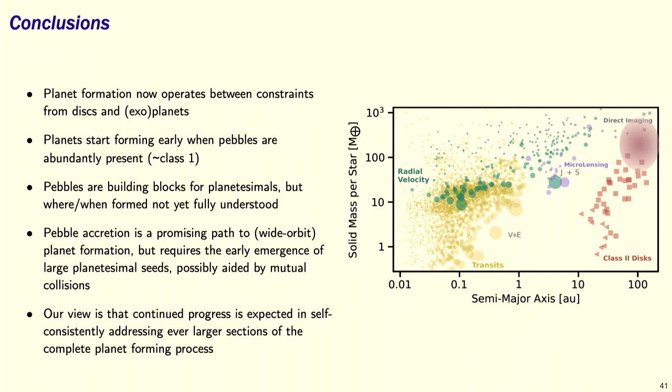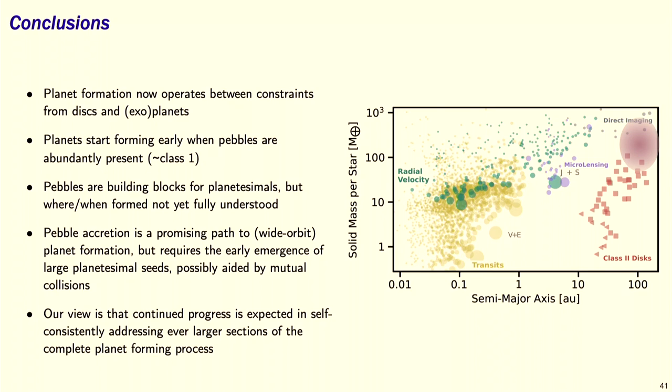Okay, so now we're getting to the conclusions. So right now, planet formation operates between important observational constraints that come from two directions. One is from the observed protoplanetary disks, and the other parts come from the observed exoplanet populations. Some things that we learned during this talk is that I think planets form early when pebbles are abundantly present, so already in the Class I phase of disk evolution. The pebbles are likely the building blocks for planetesimals, but where and when they are formed is not yet well understood. Will be an active area of research.